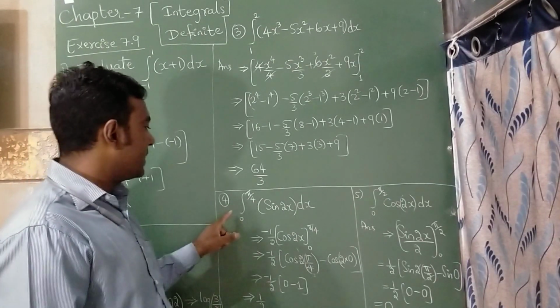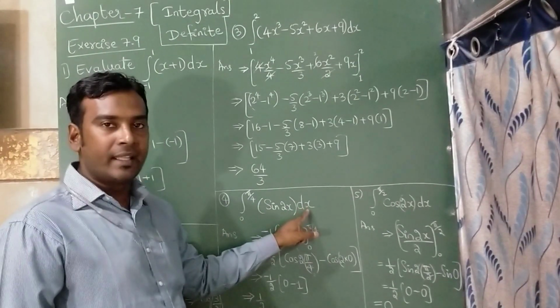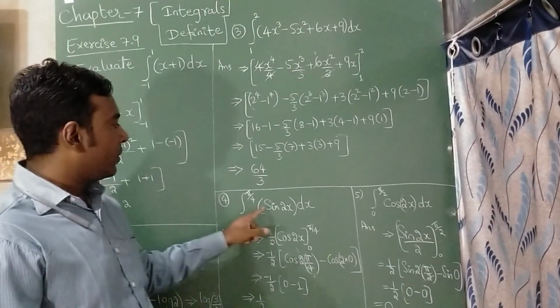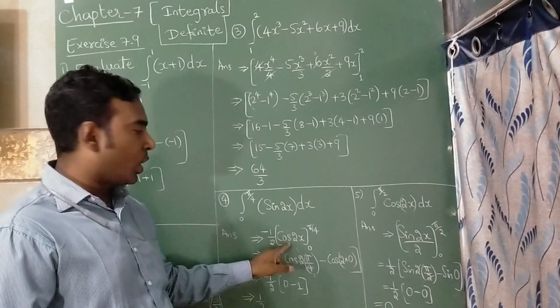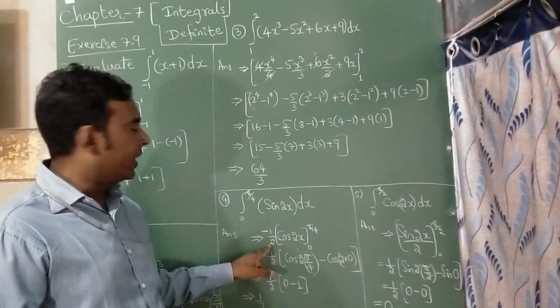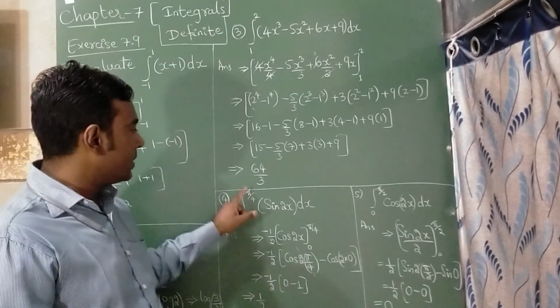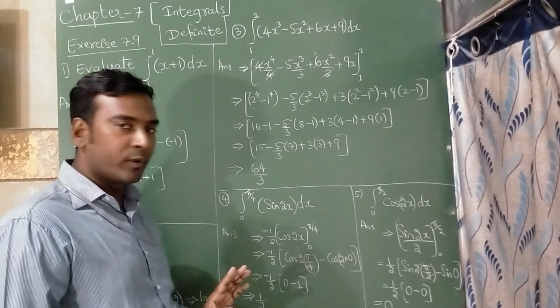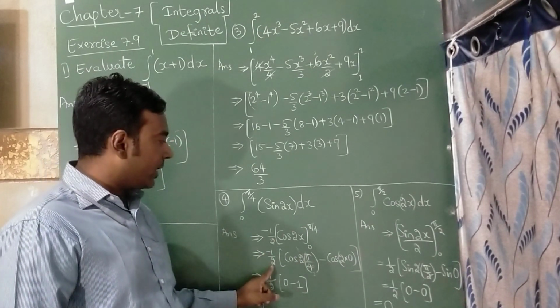Fine. The fourth question is integration of sine 2x dx. So the integration of sine is minus cos. Since there is a number 2 here, so I have written 2 in the denominator part. Fine. And the limit they have given is 0 to pi by 4. So 0 to pi by 4. Minus 1 upon 2 I have written here outside.